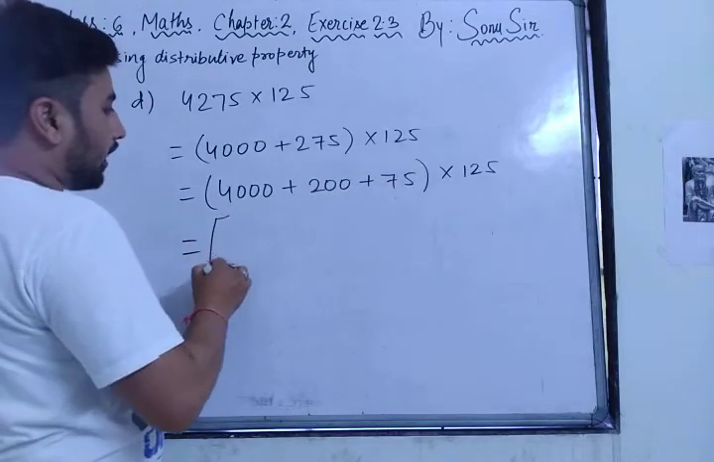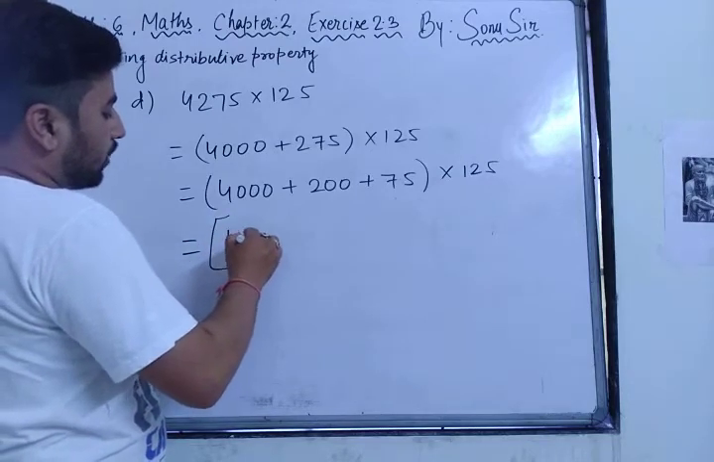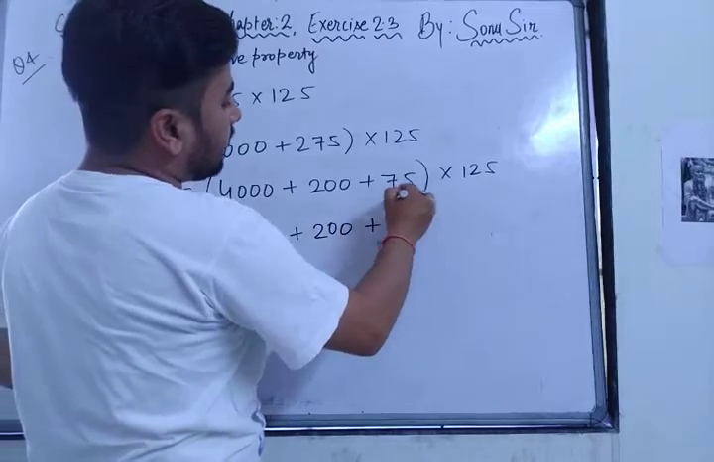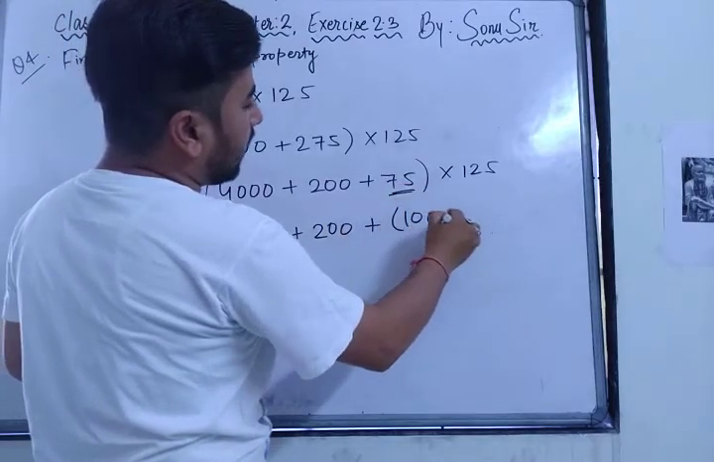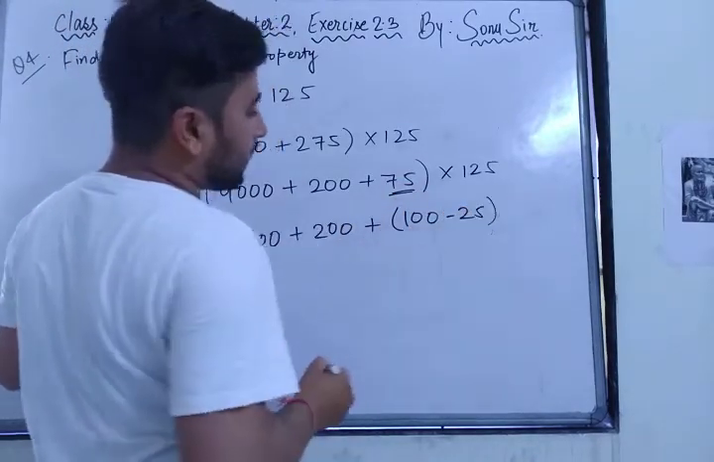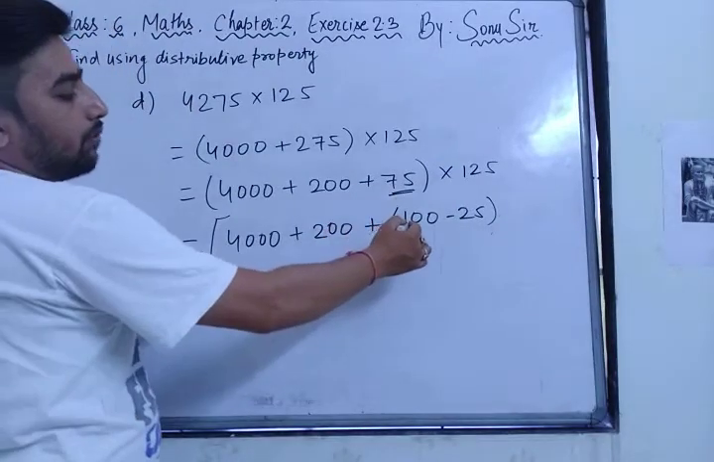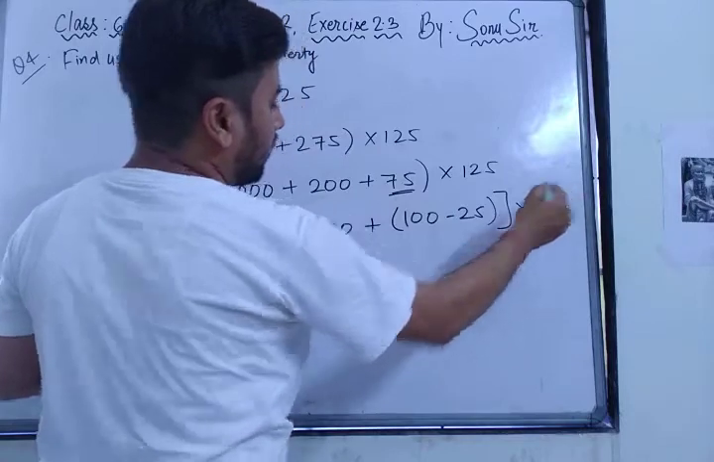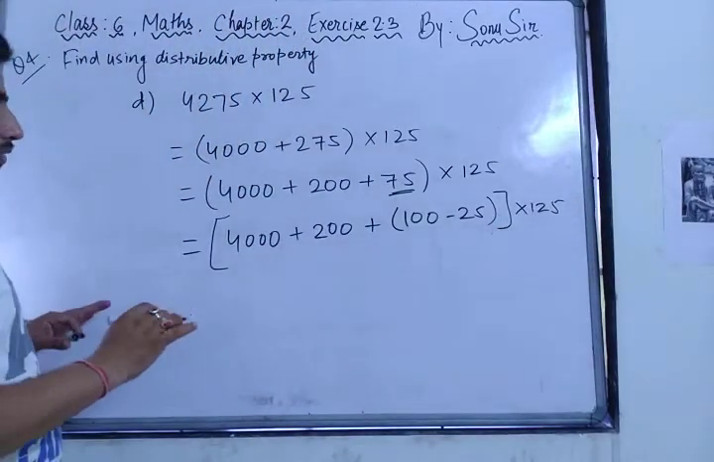Can we write here 100 minus 25? So 4000 plus 200 and plus, instead of 75, 100 minus 25. Can we write it or not? 75 means 100 minus 25, and into 125. Got it? Now all the tables are very simple.